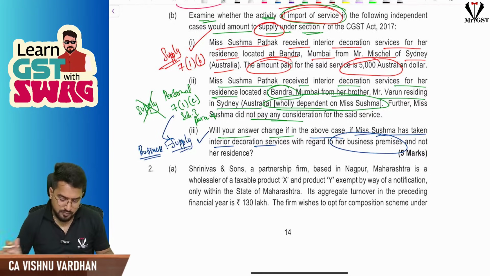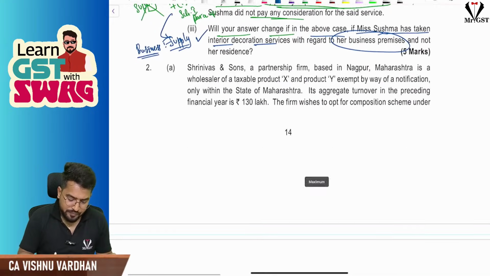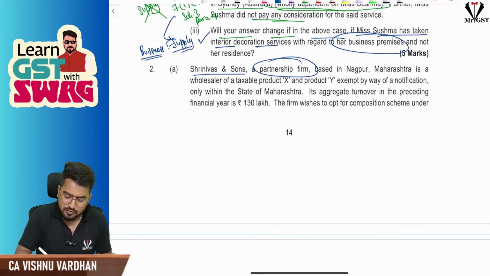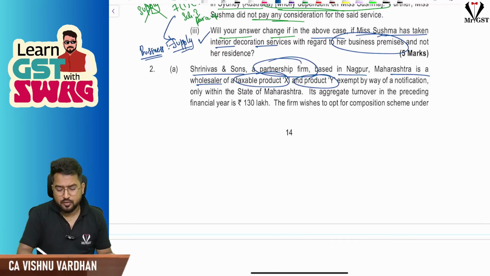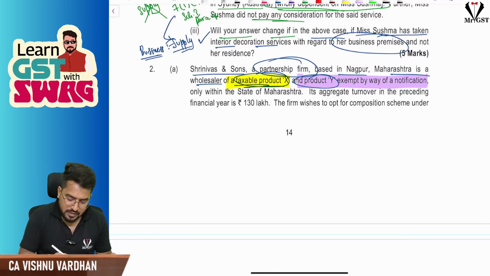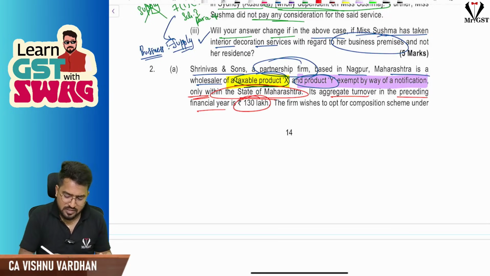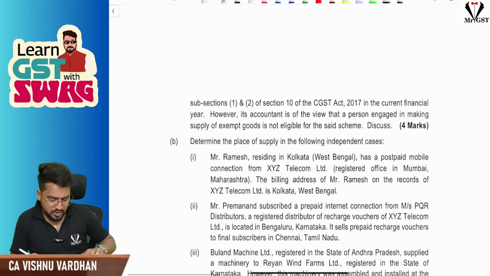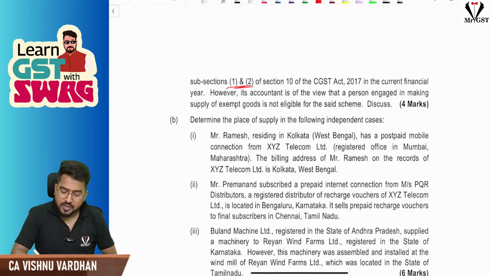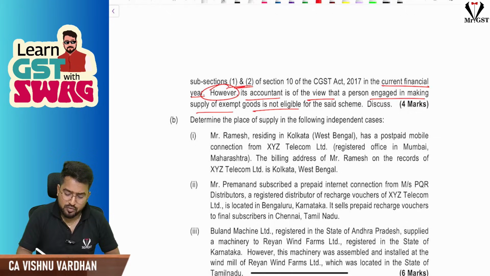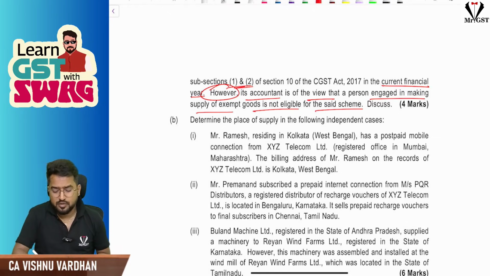So the next question. Srinivas and Sons, a partnership firm based in Nagpur, Maharashtra, is a wholesaler of taxable product X, but product Y is exempt by way of notification. And they are selling only within the state of Maharashtra. That is important here. Aggregate turnover in the preceding financial year is 130 lakhs. The firm wishes to opt for the composition scheme under section 10(1) and (2) in the current financial year. However, its accountant is of the view that a person engaged in making supply of exempt goods is not eligible for the said scheme. You have to discuss.